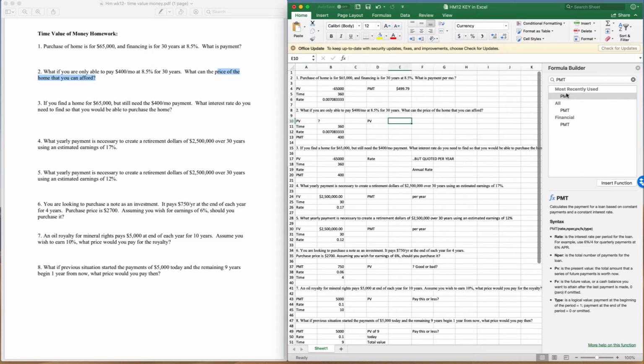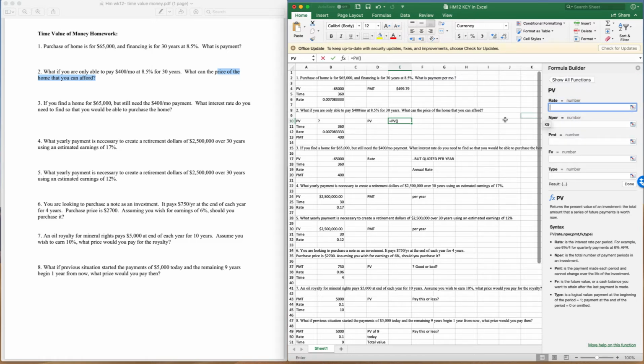So come up here, same deal, go over here to my formula, present value, got a formula for that, double click, there it is. Rate is going to be that value. N is time, that's going to be that value. Payment is going to be that value. And when we press enter, we get a negative 52,000.